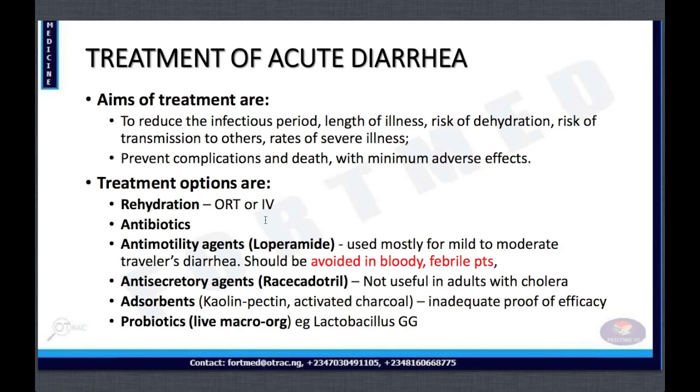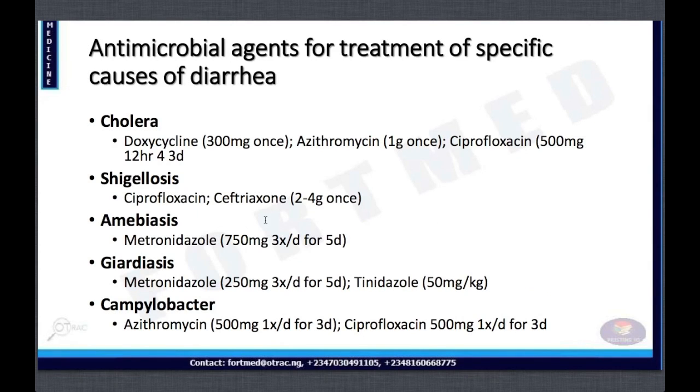In treating acute diarrhea, the aim of treatment is to reduce the infectious period and to prevent complications. The specific treatment plans are to rehydrate the patient, either orally or intravenously, depending on whether the patient can take orally. Then you give antibiotics and anti-motility agents, but these anti-motility agents should be avoided if the patient is passing bloody stool, because it will encourage the agent causing it. Others are anti-secretory agents and probiotics.